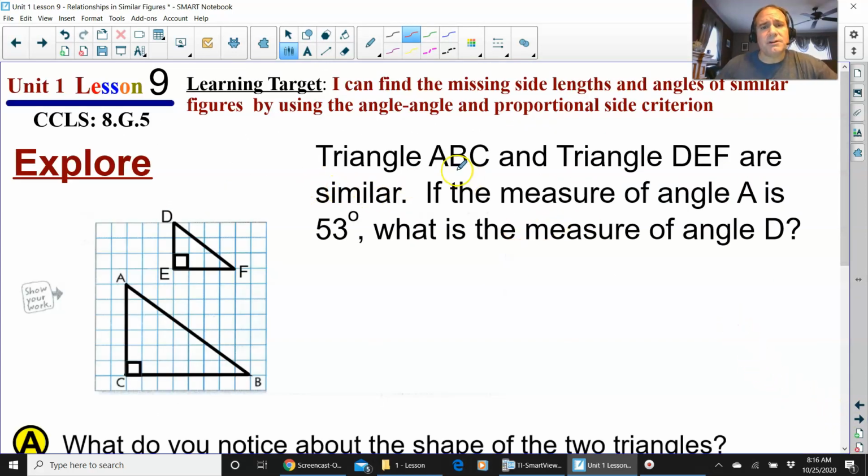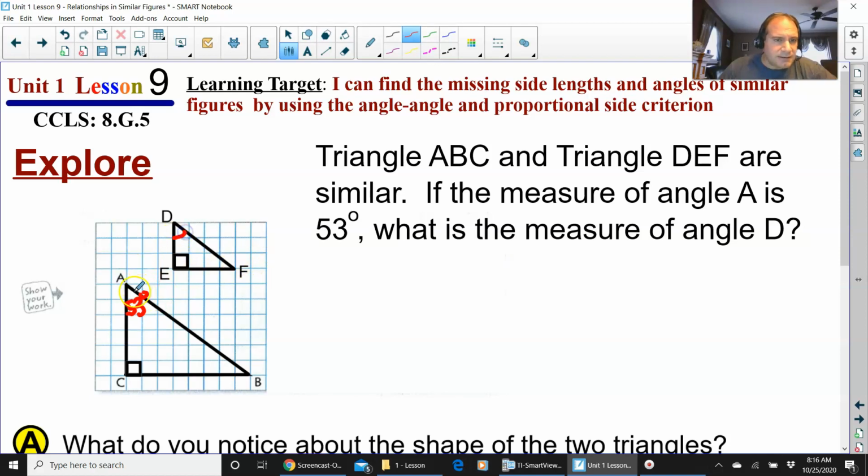All right, it says explore. Triangle ABC and triangle DEF are similar. If the measure of angle A, and I'm going to put that in, is 53 degrees, I'm going to squeeze that in there. And what is the measure of angle D? These are similar figures, so we're just going to answer this right now. What's the measure of angle D?